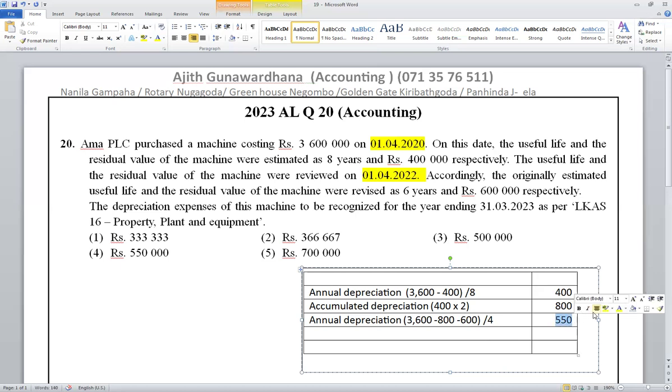Therefore, this is the value that should be considered as depreciation for the year ended 31st March 2023. The estimate changed at the beginning of the year, and up to the beginning of the year the asset had been used for 2 years. Therefore, the answer to question number 20 is the fourth one.